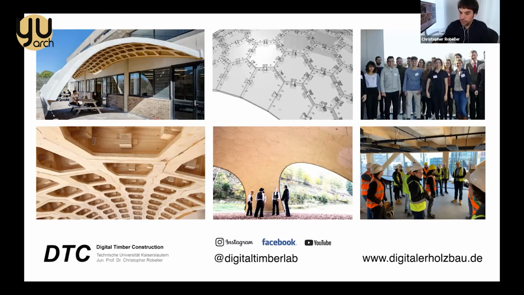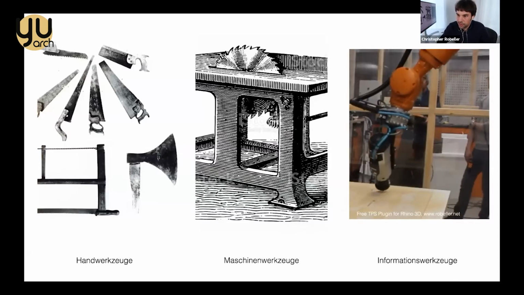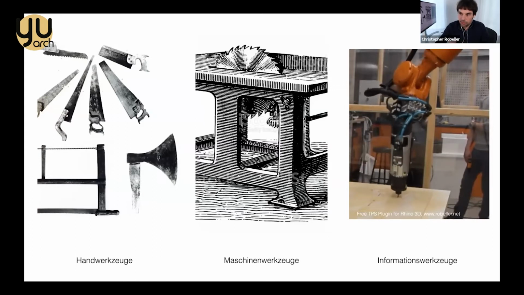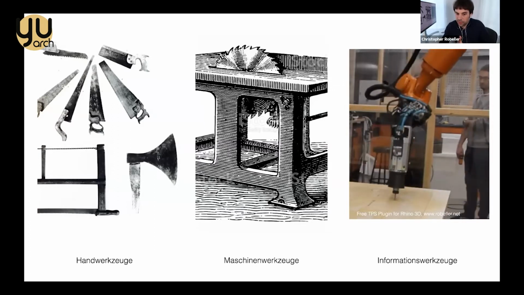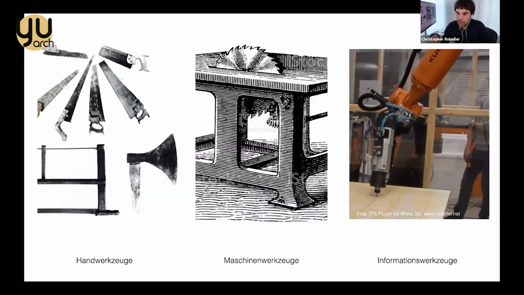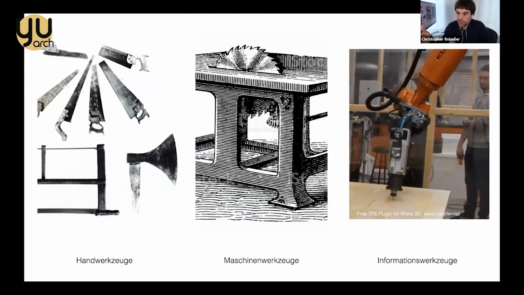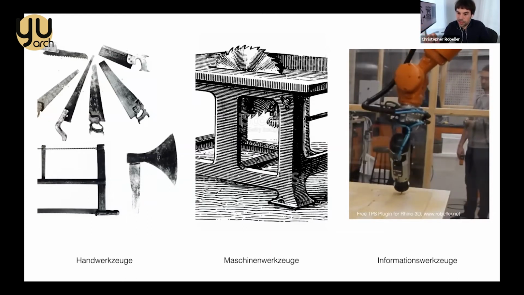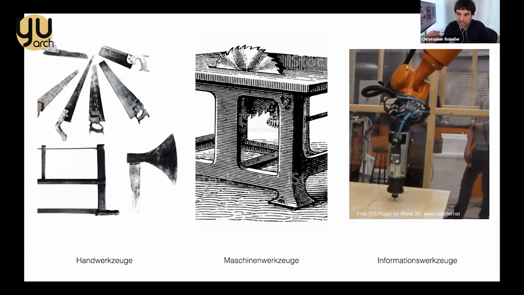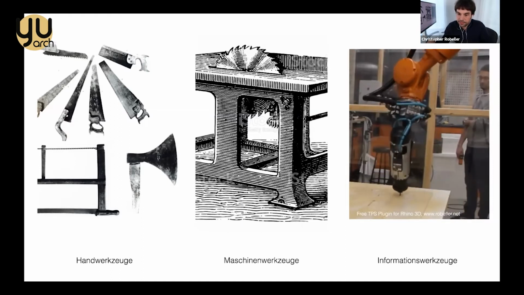Because ultimately, technology has always had a great influence on architecture. And it's really always been much influenced by the tools that we've been using. You see here the hand tools in the beginning, later on the machine tools, which were taking on the power of processing. And then now the latest generation, the information tool technology, which is really taking parts of the information processing and the thinking in this fabrication process.